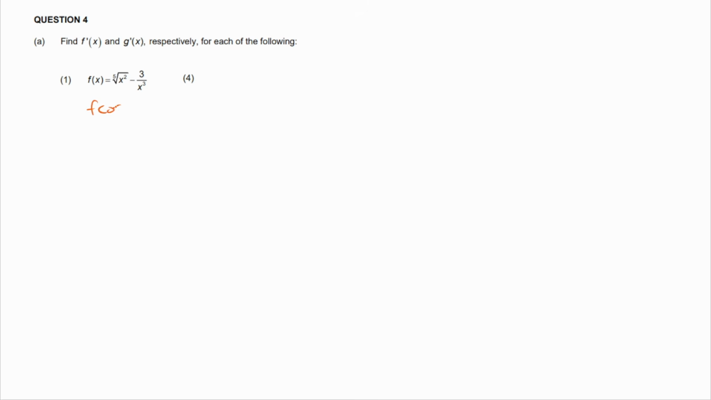Okay, so we can rewrite this by saying f of x is equal to x to the power of 2 over 5 minus 3x to the power of -3. Okay, now it's in a nice and easy form for us to work with. So let's do f prime of x is equal to, we bring that to the front, 2 over 5 x to the power of 2 over 5 minus 1, minus 3, we bring our -3 forward, x to the power of -3 minus 1. Okay, so what we did is we just brought that forward over there, multiplying, and then minus 1.